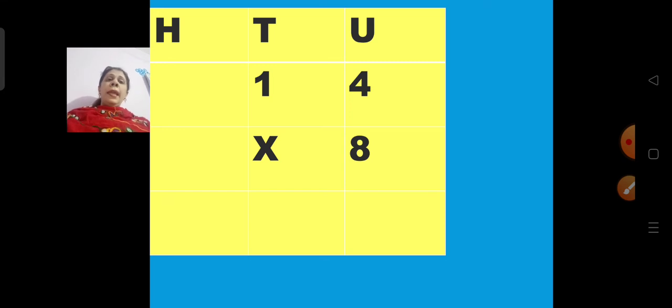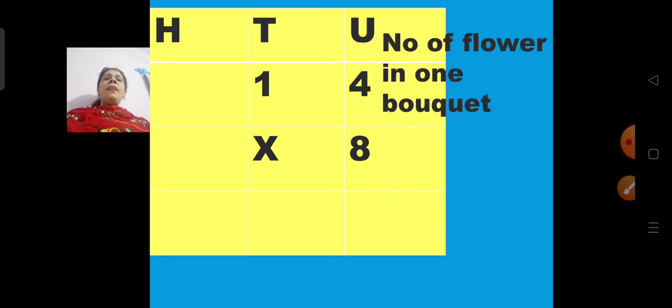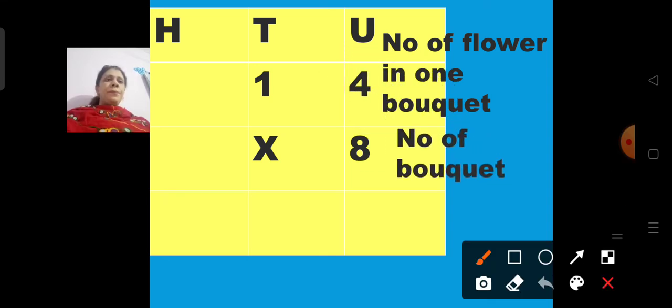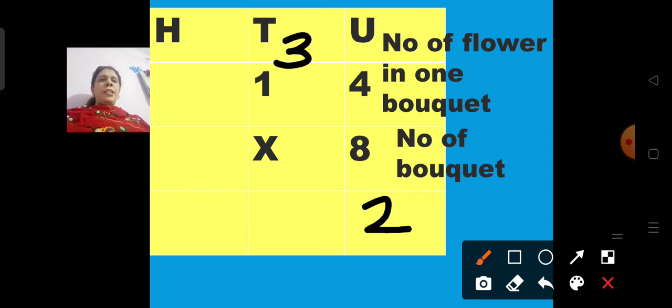14 into 8. After writing that, we will write number of flower in one bouquet is how much? 14. And number of bouquet is how much? 8. So now we will multiply. 4 1s are 4, 4 2s are 8, 4 3s are 12, 4 4s are 16, 4 5s are 20, 4 6s are 24, 4 7s are 28, 4 8s are 32. For 32 I will write 2 here and 3 I will carry over in tens place.